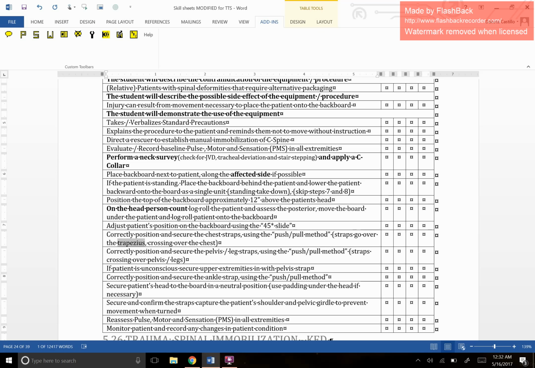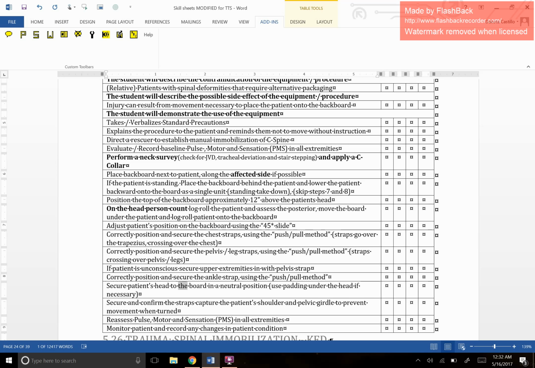Straps go over the trapezius, crossing over the chest. Correctly position and secure the pelvis/leg straps, using the push/pull method, straps crossing over pelvis/legs. If patient is unconscious, secure upper extremities in with pelvis strap. Correctly position and secure the ankle strap, using the push/pull method.